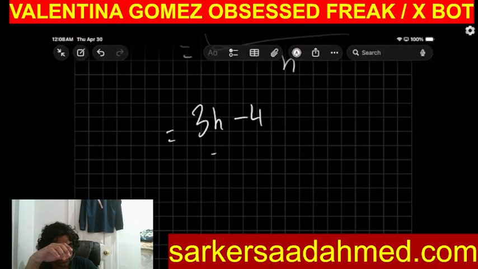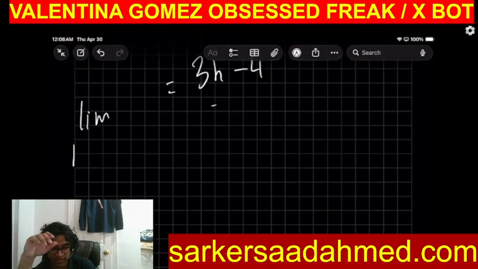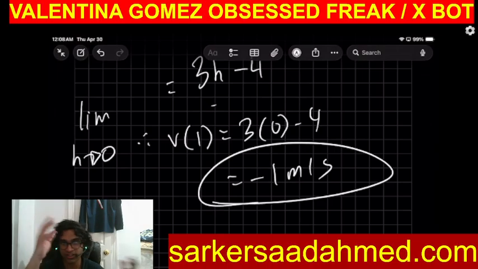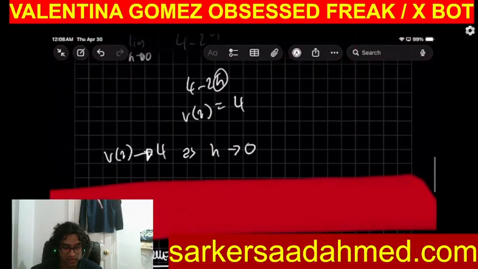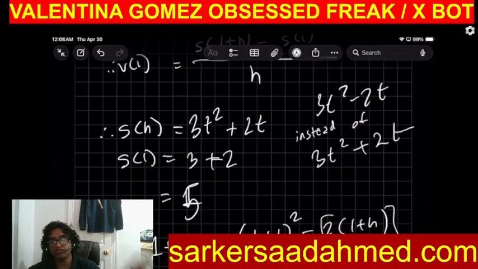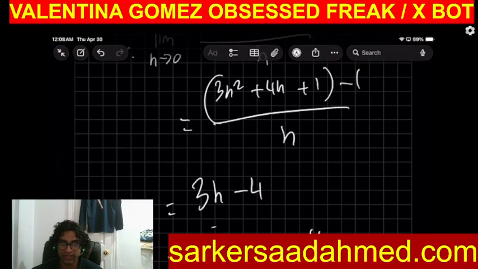Let's say that if limit as h approaches 0, then v of 1 would be 3 times 0 minus 4, which is minus 1 meter per second. For now, we're going to say 1 meter per second, but you get the idea, right? The mistake I made was that I wrote 3t square minus 2t instead of 3t square plus 2t. So I was using 1 the entire time instead of using 5. So it's my fault. But you get the idea. The step by step doesn't change. Whatever the case, the step by step does not change, right?